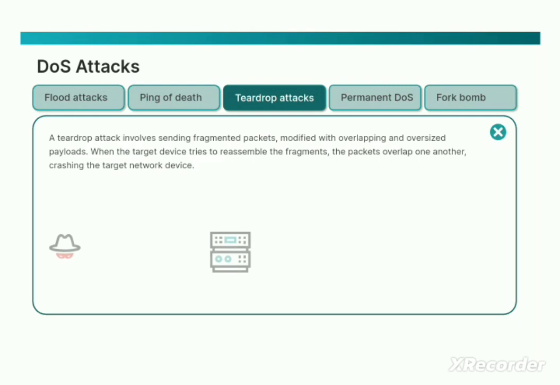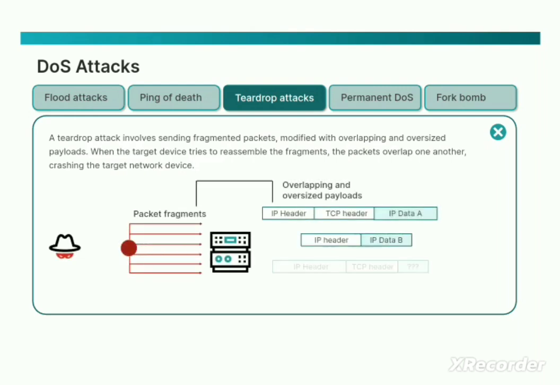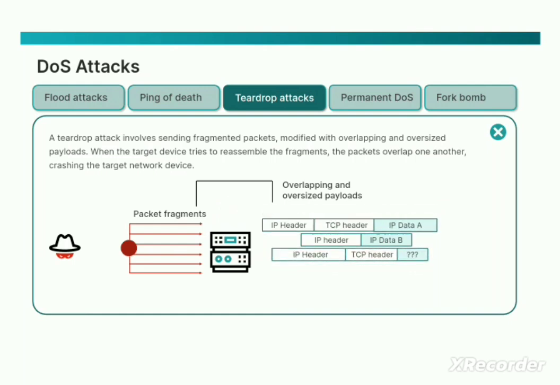A teardrop attack involves sending fragmented packets modified with overlapping and oversized payloads. When the target device tries to reassemble the fragments, the packets overlap one another, crashing the target network device.